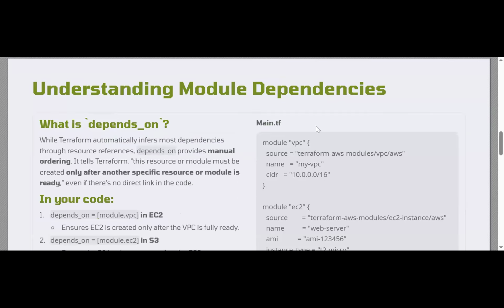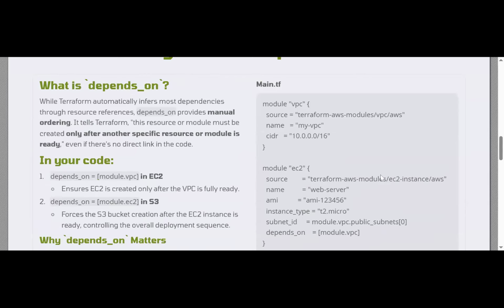Now, understanding module dependency. What does this depend on? Yesterday we did depends_on. Do you remember? Yes, so write and keep it. While Terraform automatically infers most dependencies through resource references, depends_on provides a manual ordering. That means the previous one has to launch first. It tells Terraform that this resource or module must be created only after another specific resource or module is ready, even if there's no direct link in the code.